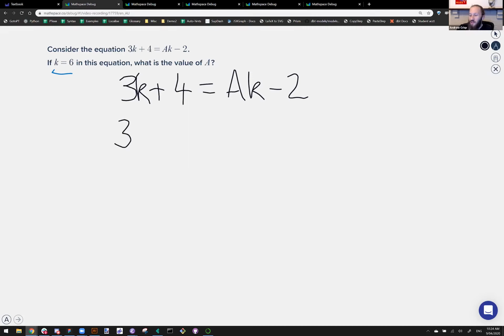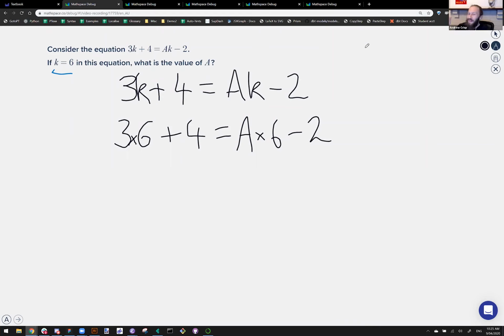3, 6. Hold on. It's not 36. Something in algebra that we do to save time is that we write things next to each other to mean times, which is super confusing, but you get used to it. What can I say? So this is actually 3 times 6. There's a little hidden times in there. So I can't write 36. It's 3 lots of k, 3 lots of 6. So 3 times 6 + 4 = a, not a6, but a times 6 - 2.